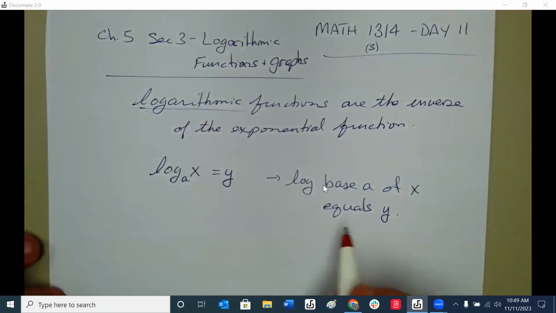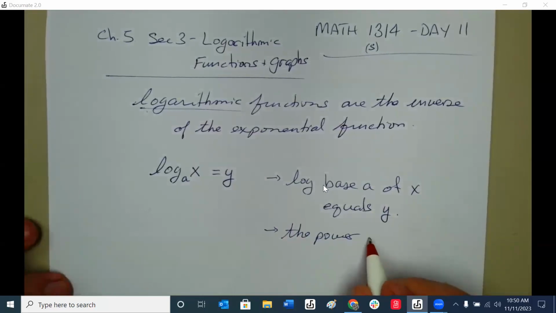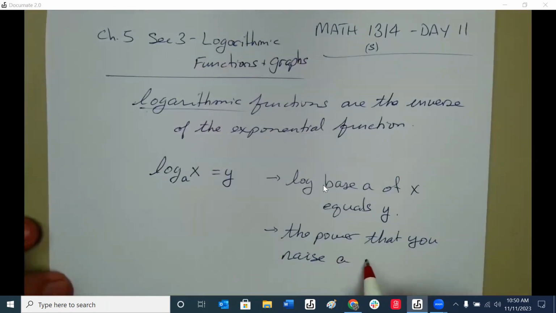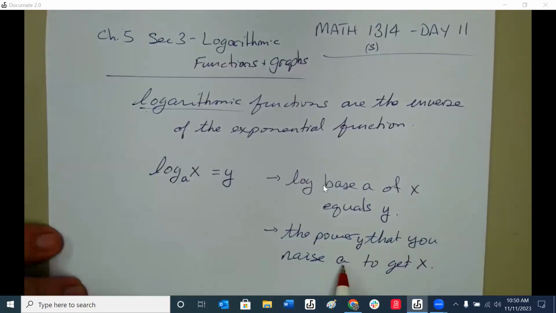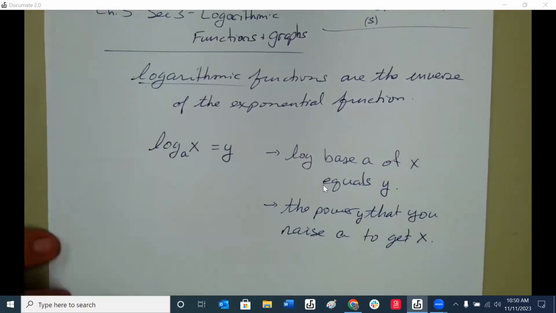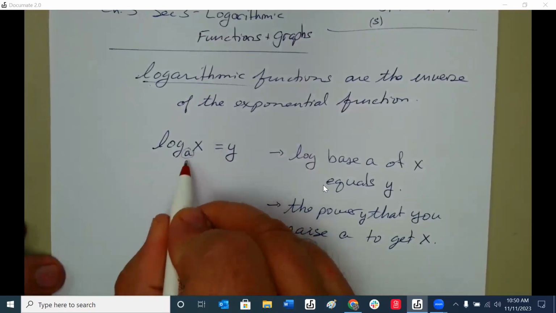What it means is the power that you raise a to get x. The power y that you raise a to get x. Now, what do these mean? So what this means is this is called the base.